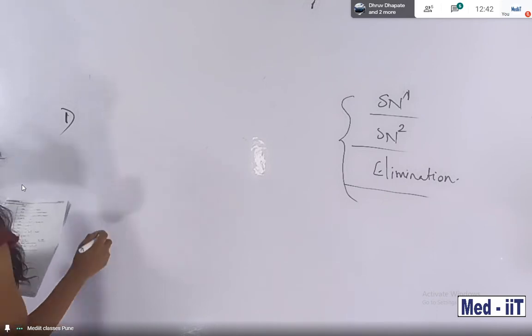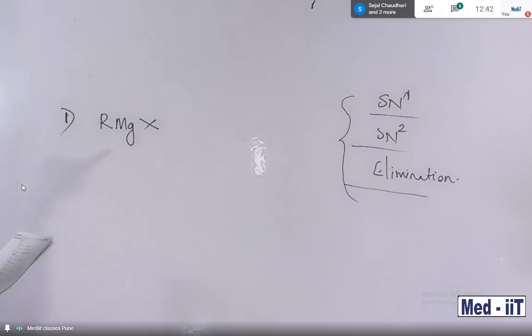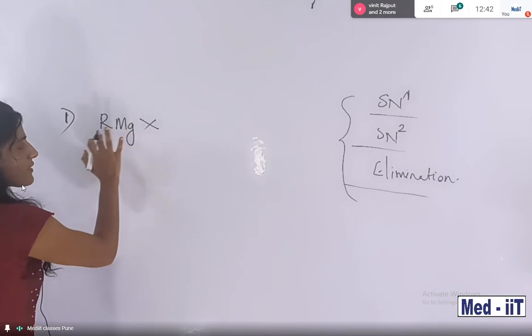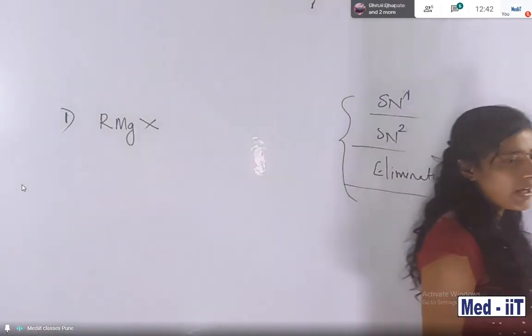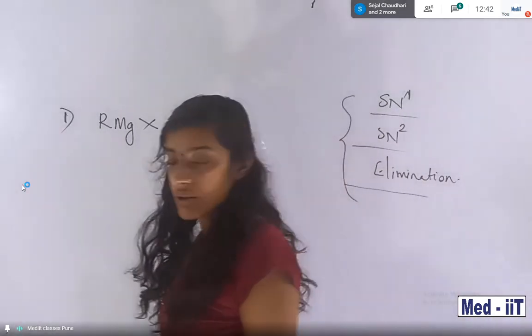First one is RMgX. It is a reagent. Do you know what this is? RMgX in organic chemistry, what is that? Sejal, Dhruv, can you tell? An alkyl group is there, magnesium, a metal, is there, and X is there. X means halogen. So can you predict the name? Anybody?